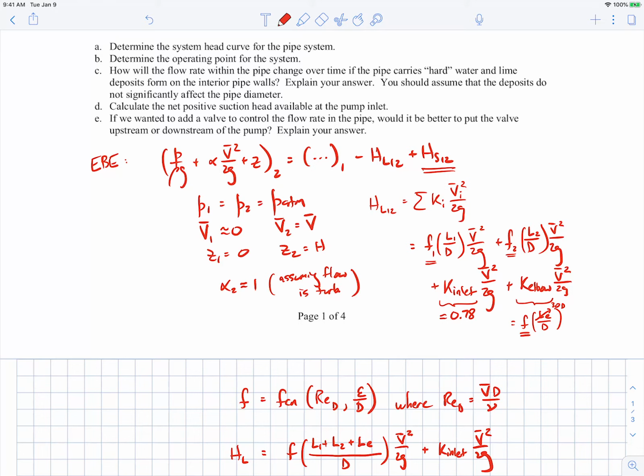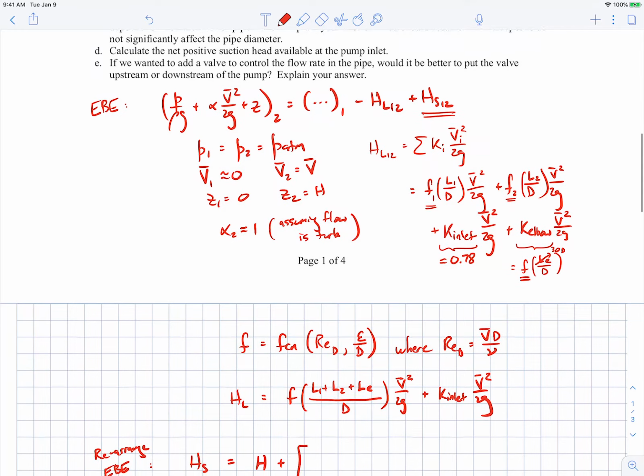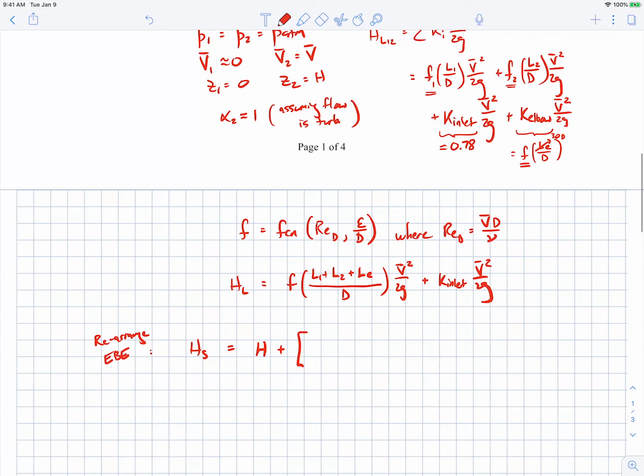But since the diameter of the pipe is about 20 centimeters, that's a pretty big diameter pipe. I expect that this flow will have a large Reynolds number and be turbulent. But I'll double check it when all is said and done. Okay, so when we rearrange that equation, we're going to get the following. Let me just write it all out. It'll look like that.